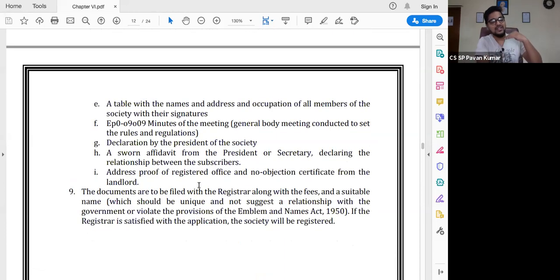After that also, every year you're supposed to keep filing your returns in order to keep your society live. If you don't file your return for a continuous period of 2 years, even your society will be wound up.